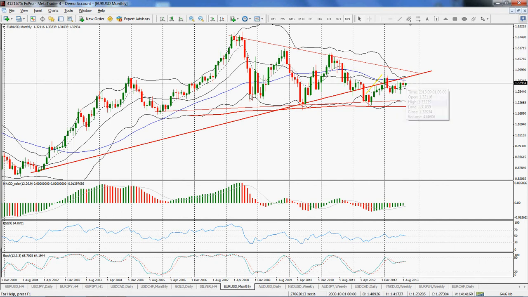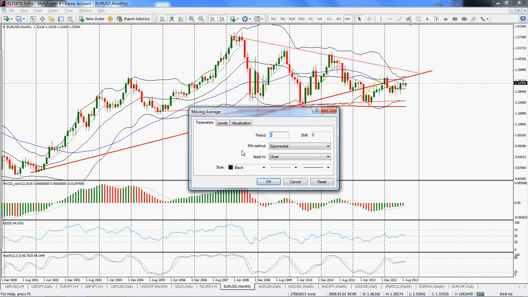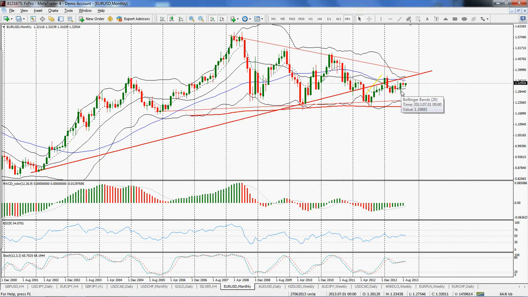Some traders are using this exponential moving average, just to keep them with the trend, and they stay in the long positions as long as the market is above this moving average. So this can give us some support for staying in the long positions. I do not rule out that the market may go up and retest this area here, or this resistance line.